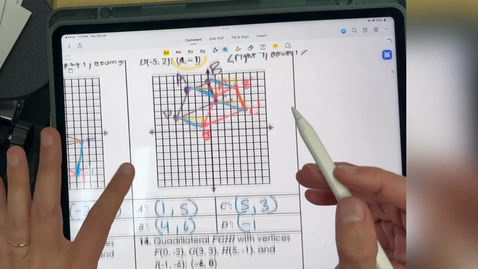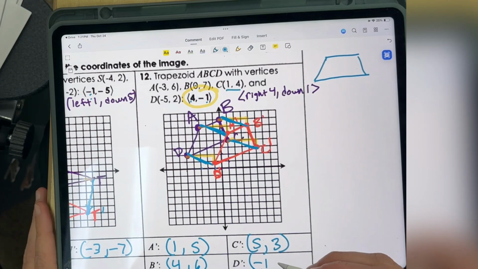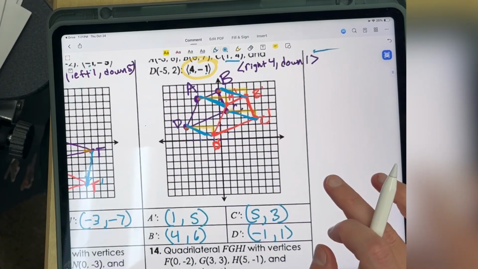And 2 minus 1 is 1. And that's where our points would have been, all those red points.